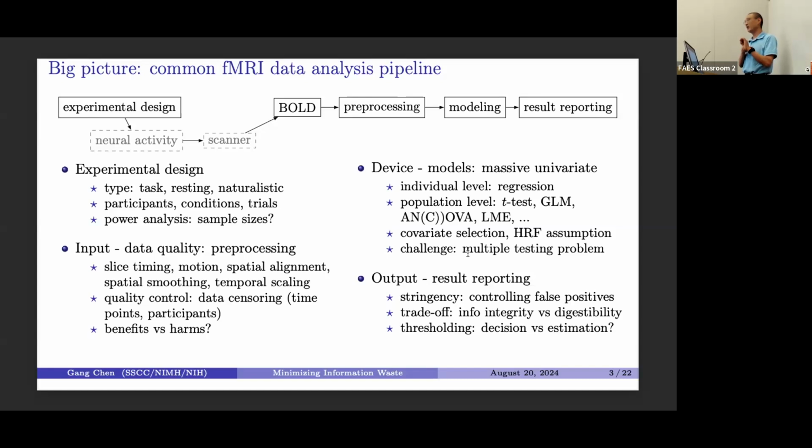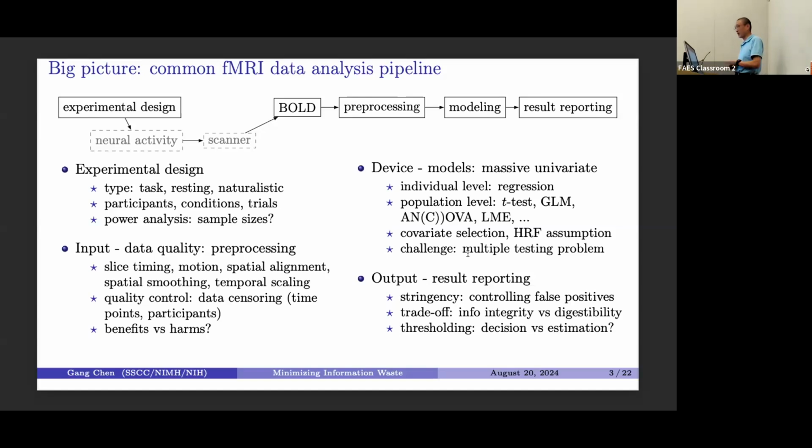Even though at each individual voxel the p-value is already below 0.05, because of the multiple comparison problem, that threshold is not stringent enough. So now people need to worry about how to make it more stringent, not just the traditional magic number 0.05. That stringency causes a lot of problems.